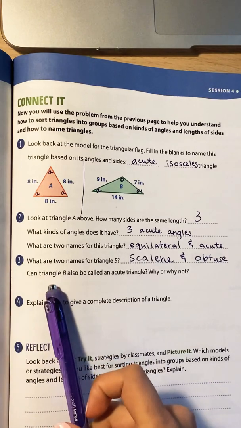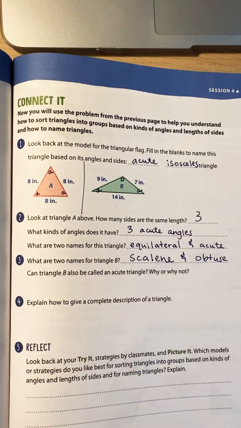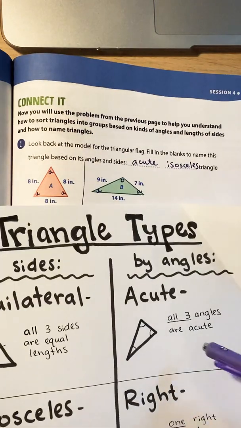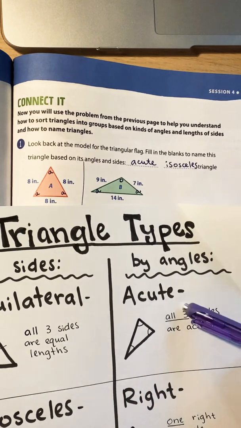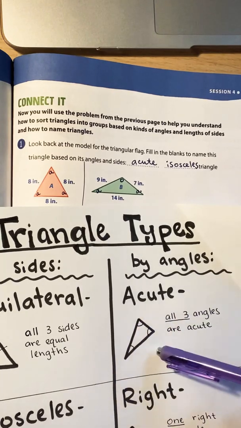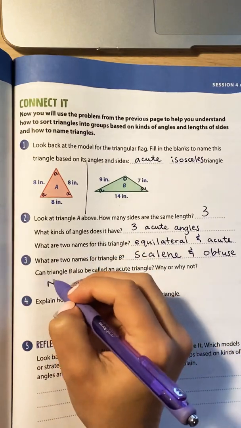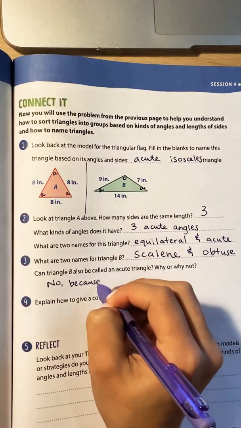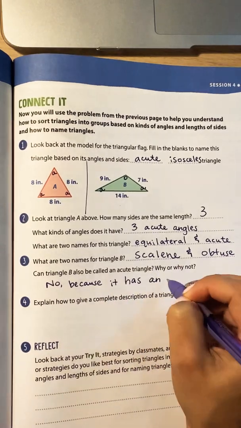Can triangle B also be called an acute triangle? Why or why not? Triangle B, remember. Can it be called an acute triangle? Hopefully you're saying no way, because not all three angles are acute angles. It has an obtuse angle. No, because it has an obtuse angle.